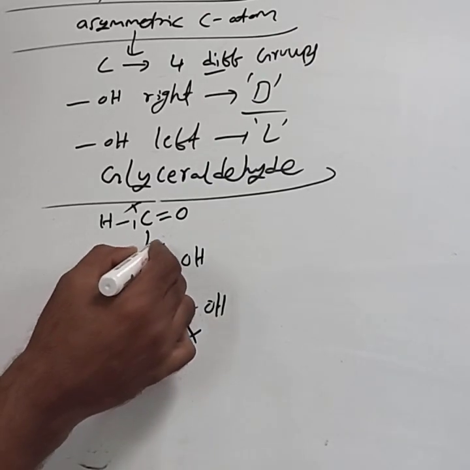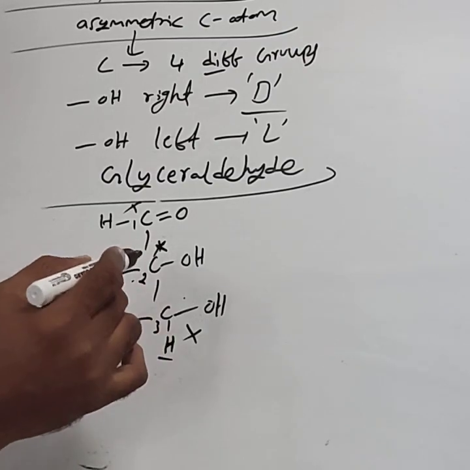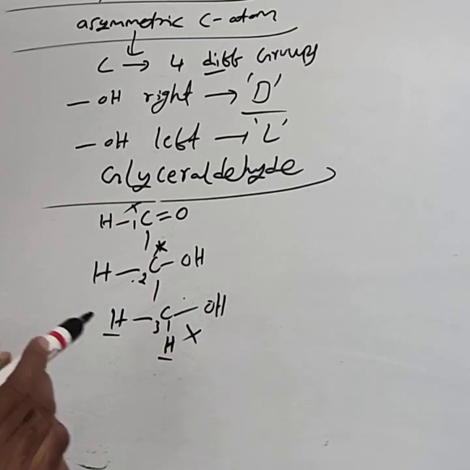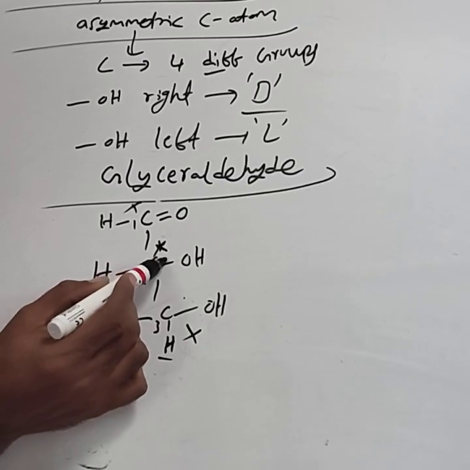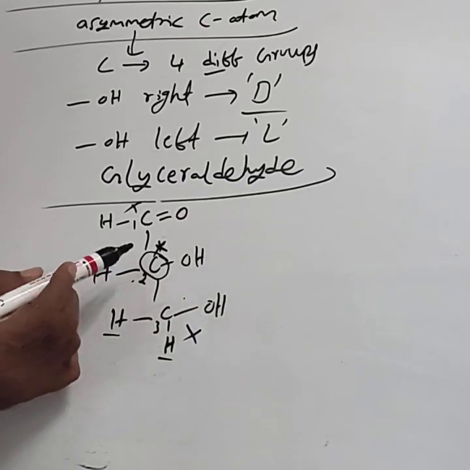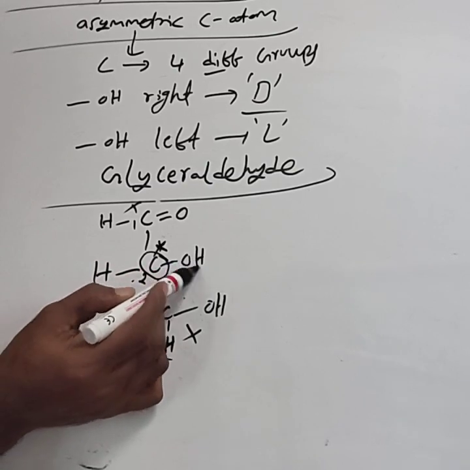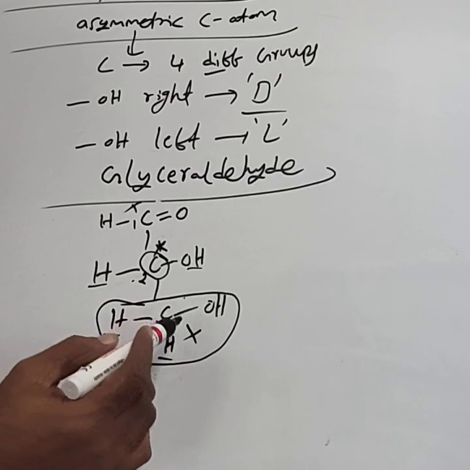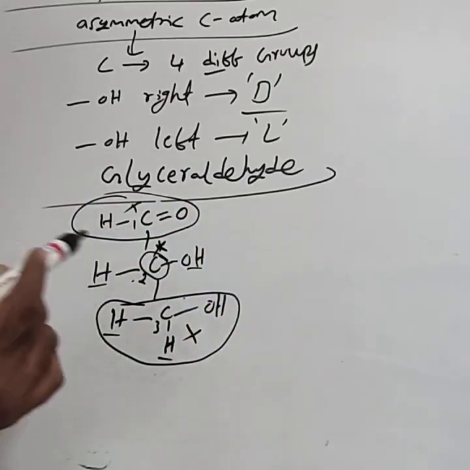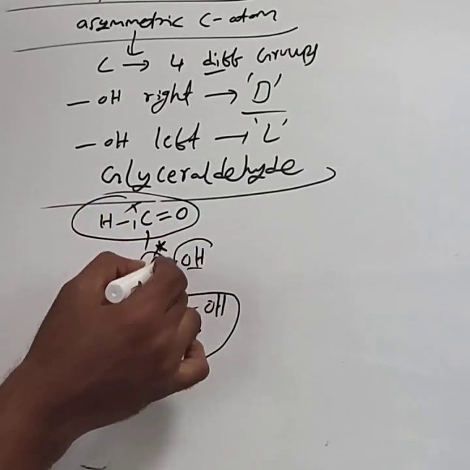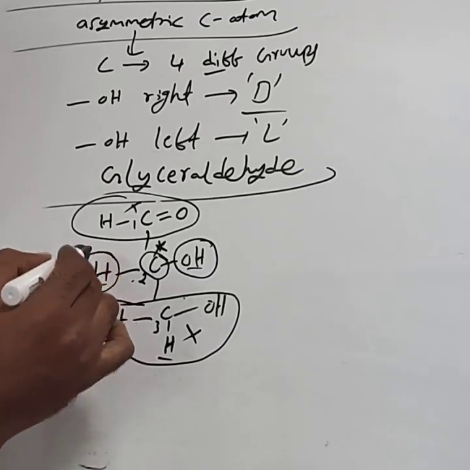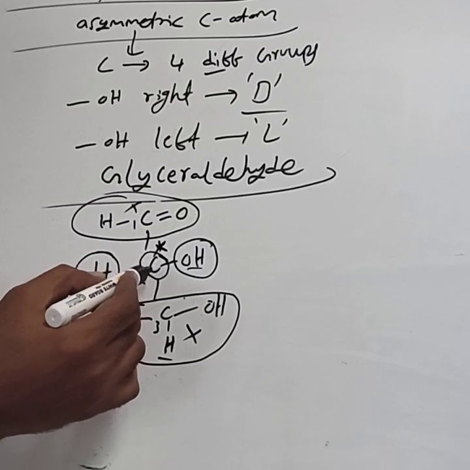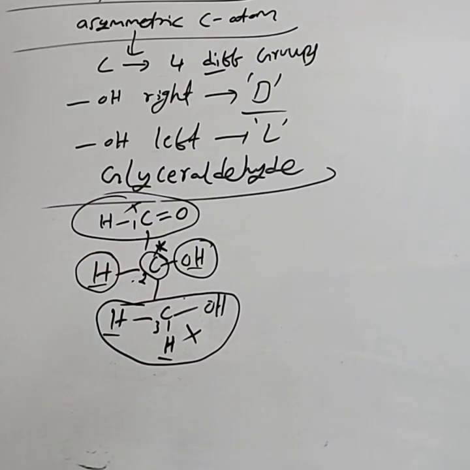The second carbon atom is asymmetric. Why is it asymmetric? This carbon atom is bonded to 4 different groups: one is OH, second is H, then CH2OH, and CHO. Hence the second carbon is called asymmetric.